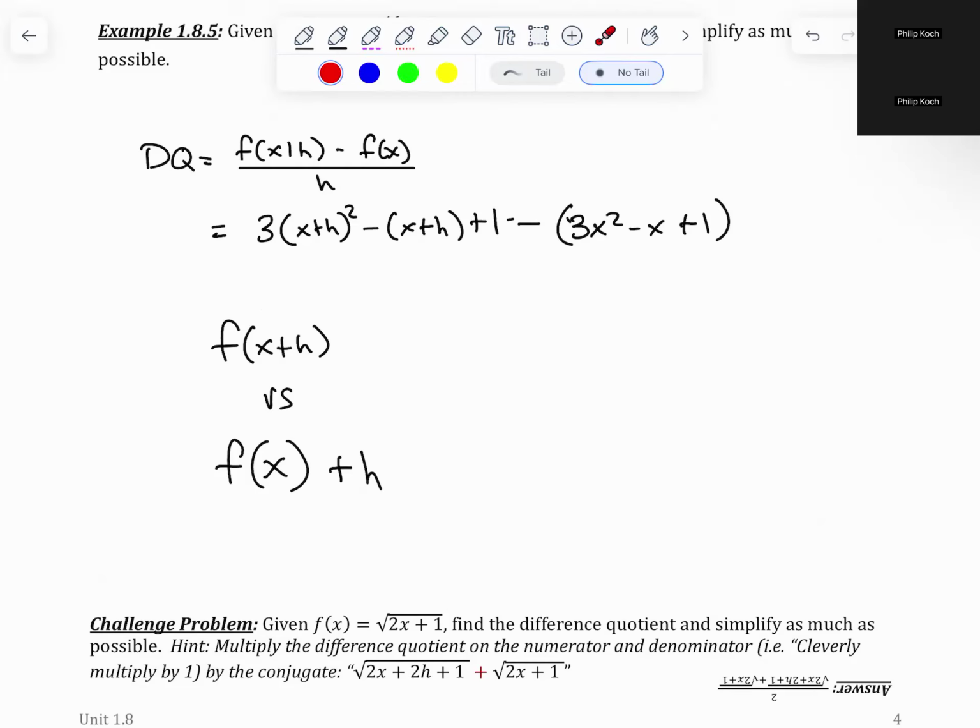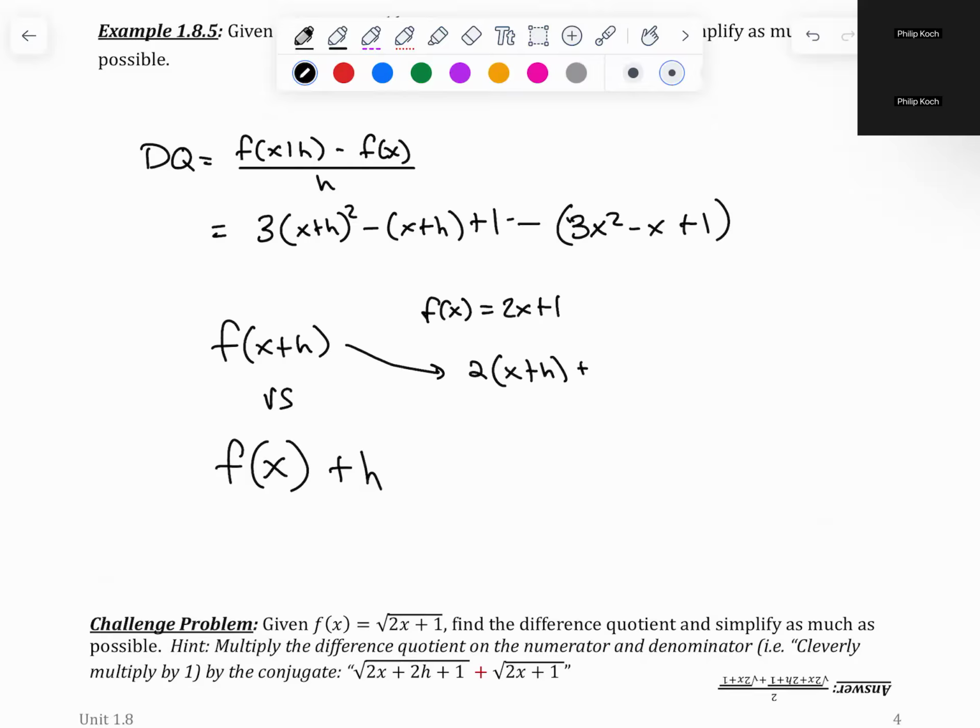See the difference? Like the key example, if f of x is equal to 2x plus 1, then f of x plus h is 2 times x plus h plus 1, which is 2x plus 2h plus 1, whereas this would be 2x plus 1 plus h. They're not the same. They are two different things, because one of them is happening before you input it into the function, and one of them is happening after you input it into the function.